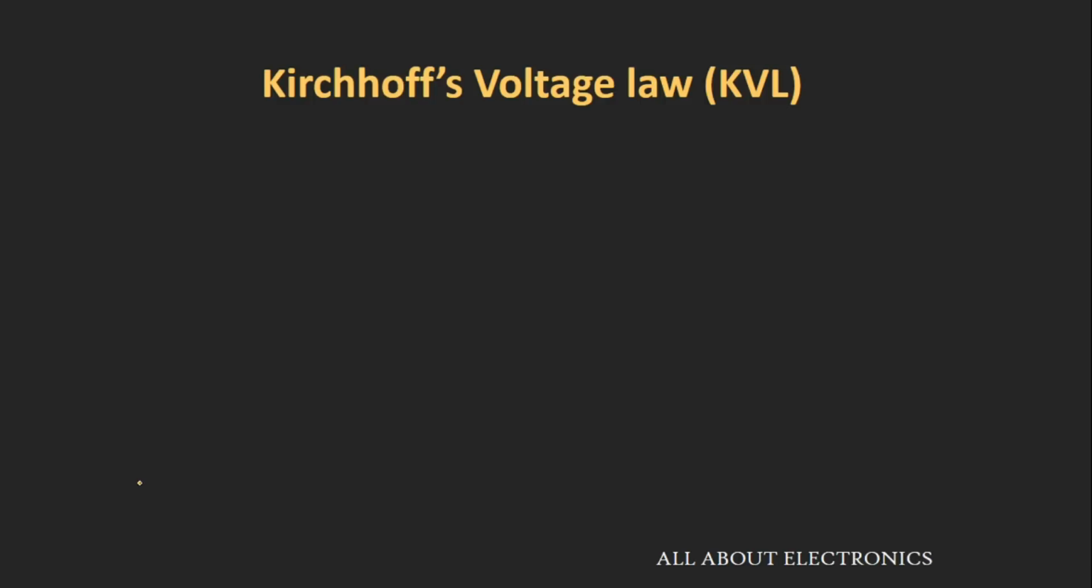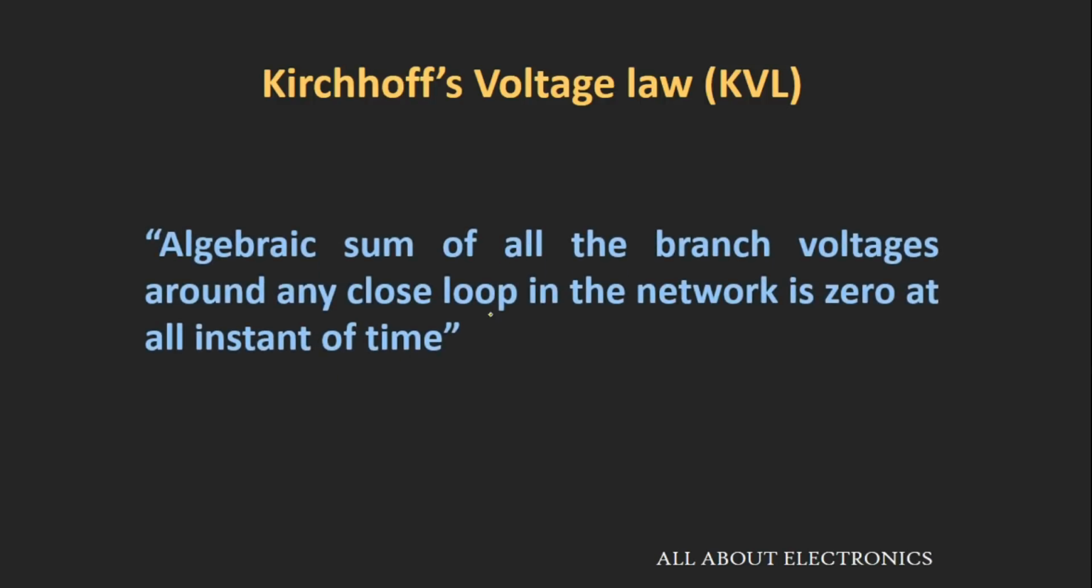According to Kirchhoff's voltage law, the algebraic sum of all the branch voltages around any closed loop in the network is 0 at all instants of time. So let's understand this Kirchhoff's voltage law.